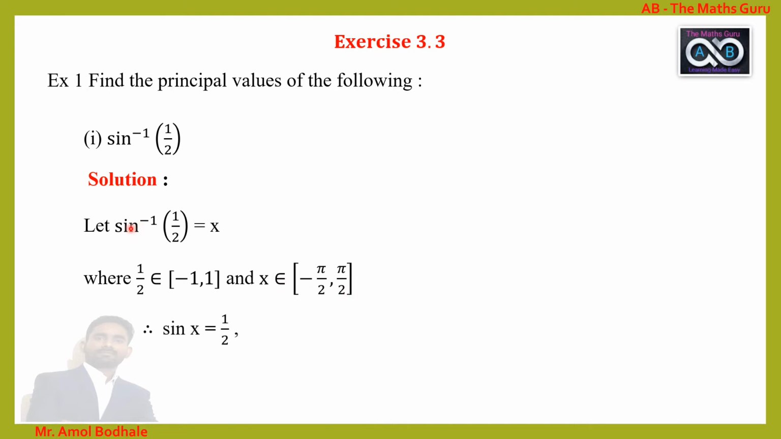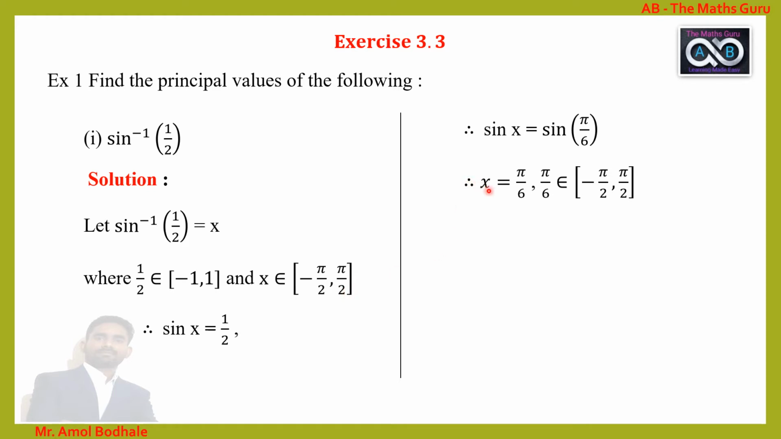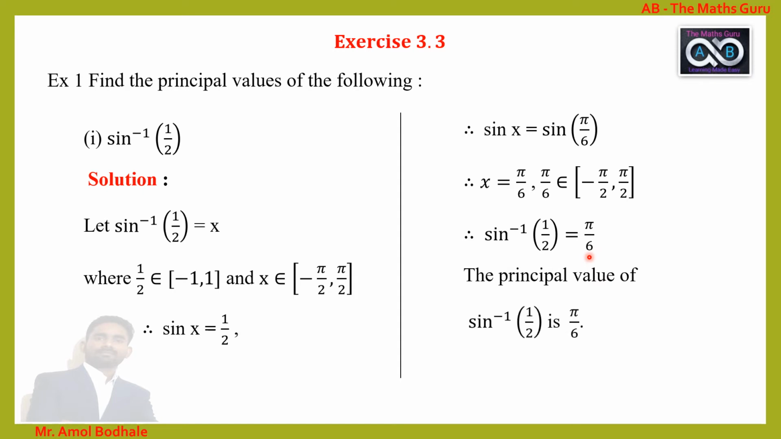So if sin inverse of 1 by 2 is x, we can say sin x is equal to 1 by 2. Now as we know, sin is half for angle pi by 6. Therefore we can say x is equal to pi by 6 and x must belong to this interval. Here x is equal to pi by 6, where pi by 6 belongs to the principal branch, that is the range of sin inverse, closed interval -pi by 2, pi by 2. So therefore sin inverse of 1 by 2 is equal to pi by 6. So the principal value of sin inverse of 1 by 2 is pi by 6.